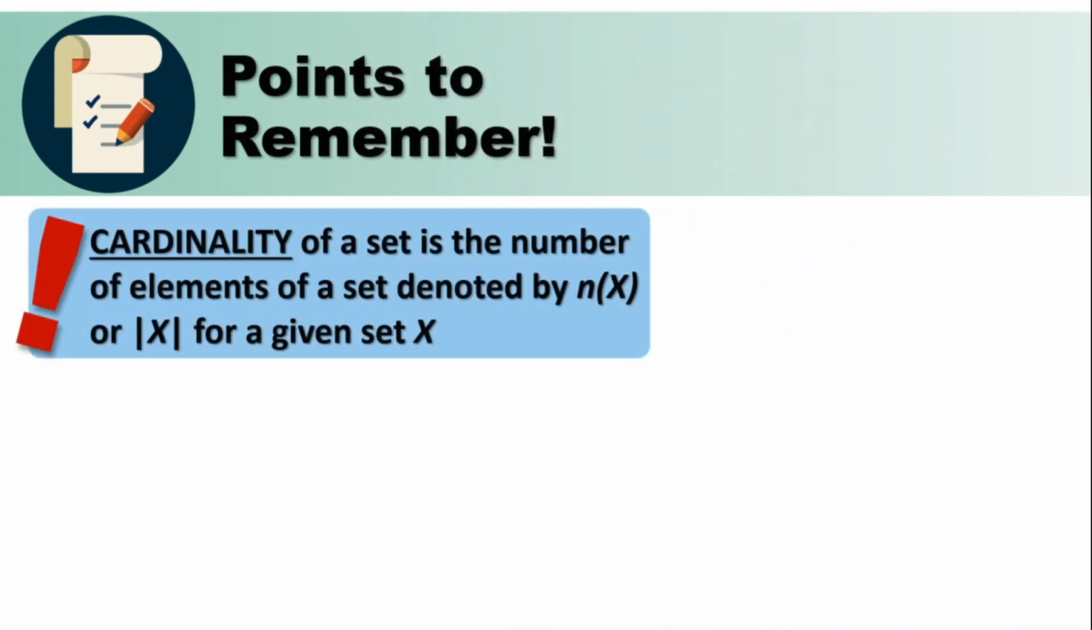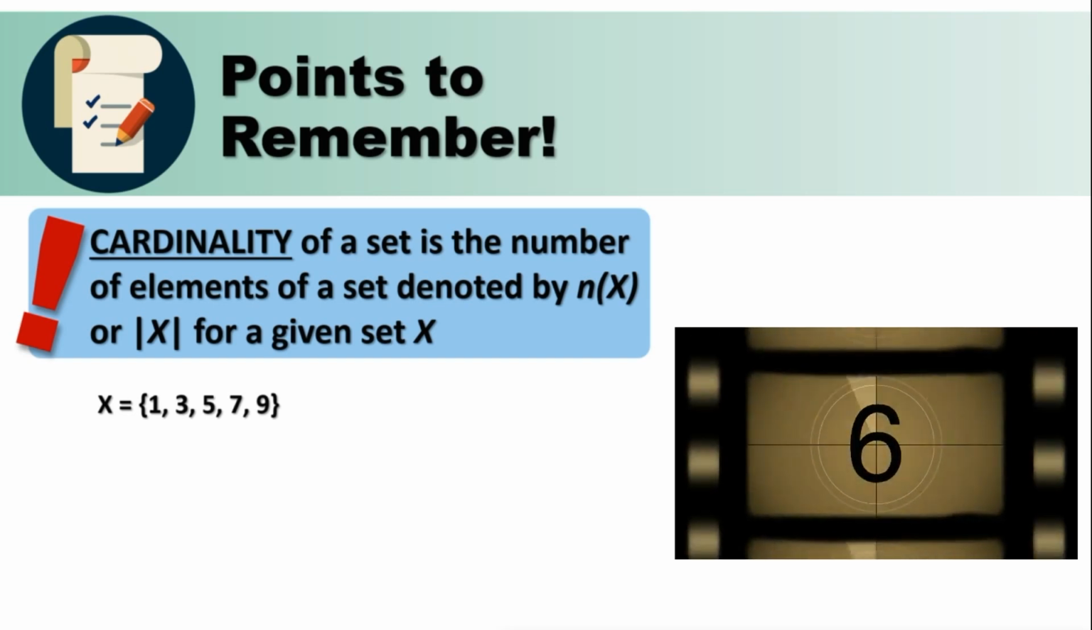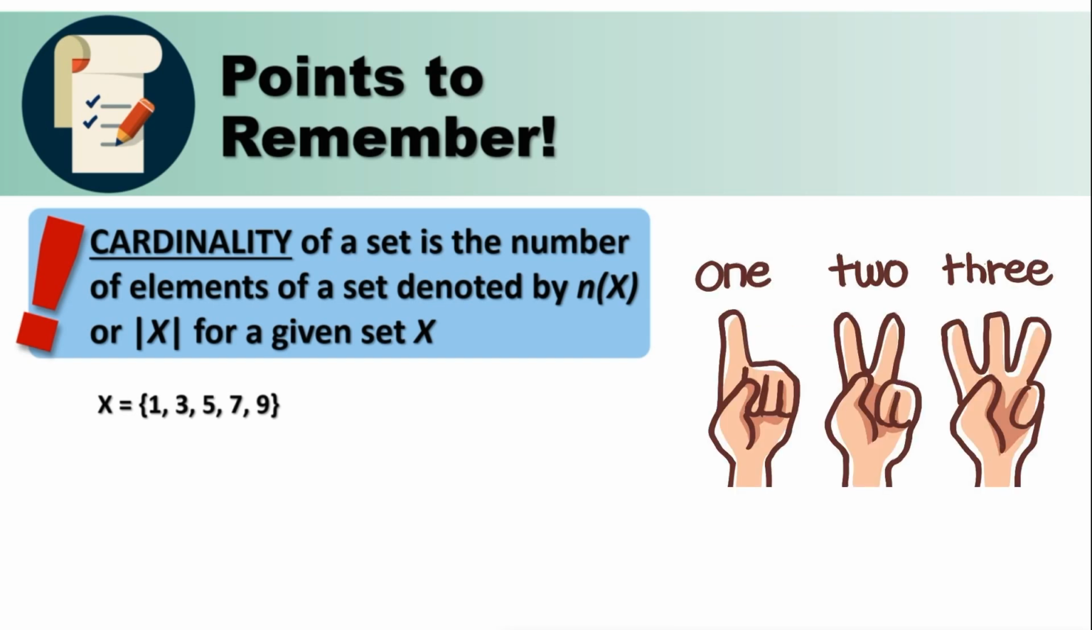Okay, next, cardinality. The cardinality of a set is the number of elements of a set, denoted by n(X) or the absolute value of X. For example, set X contains 1, 3, 5, 7, and 9. What is its cardinality? Simple. We just need to count the elements. In this case, there are 5 elements, so the cardinality of X is 5.